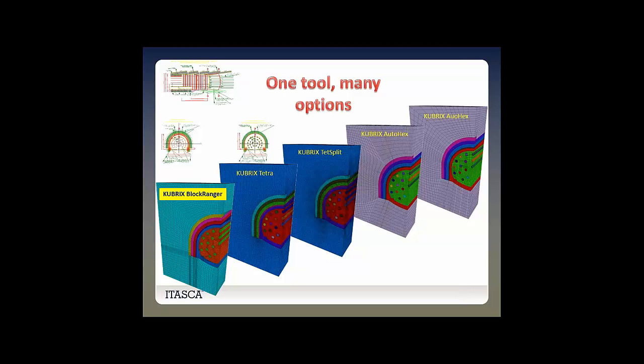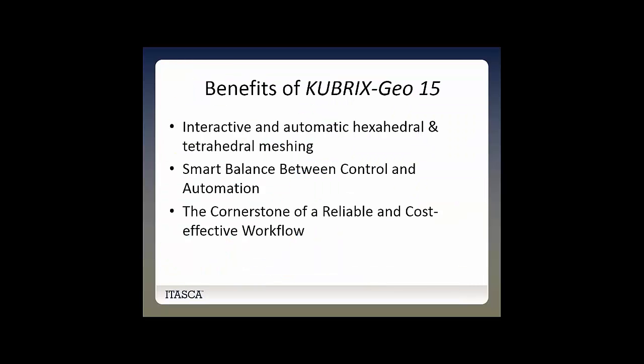Overall, KUBRIX 15 will be available at the end of this week. We just finished a beta testing period, and a few questions were raised that we are addressing, and the new version of KUBRIX will be posted at the beginning of next week with the proper tutorial that goes with it. So overall, KUBRIX 15 is an interactive and automatic hex meshing tool, and it's a balance between control and automation. Really, the balance is yours.